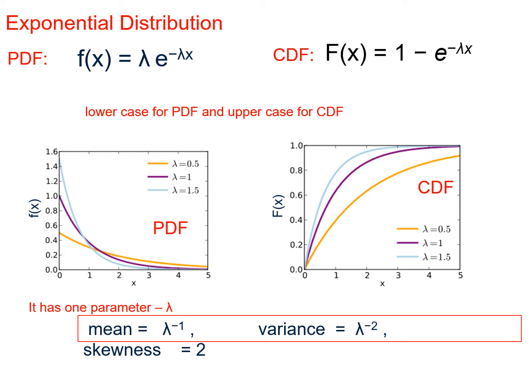With different lambda, you can see different PDF curves, and similarly for the CDF the values are different. Here we can calculate the mean, variance, and skewness using the lambda value. For the exponential distribution, the mean equals 1 over lambda, the variance is 1 over lambda squared, and the skewness is always 2.